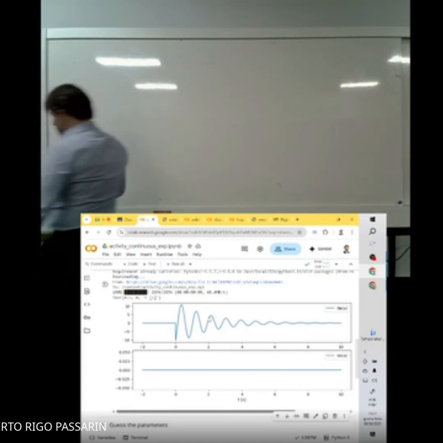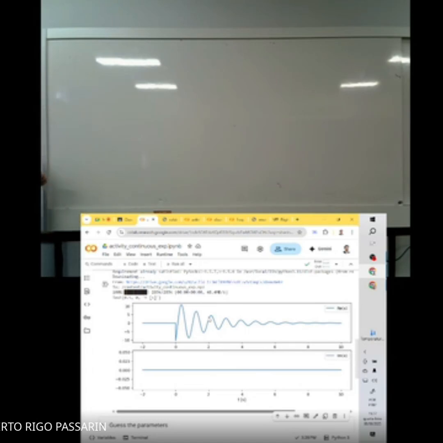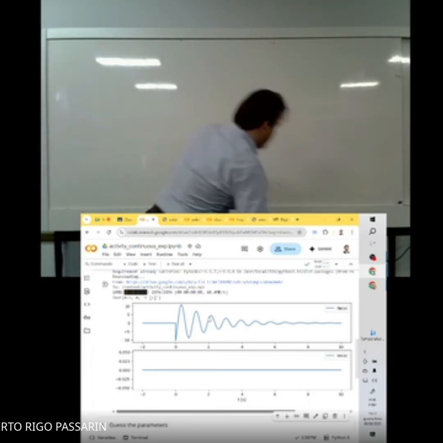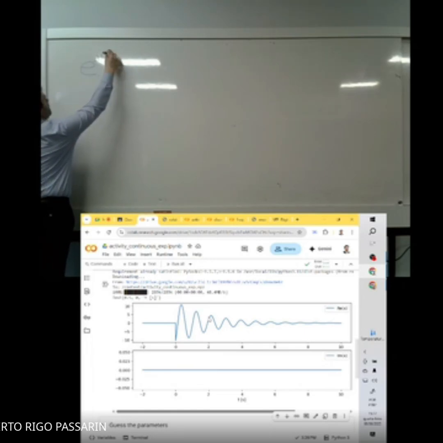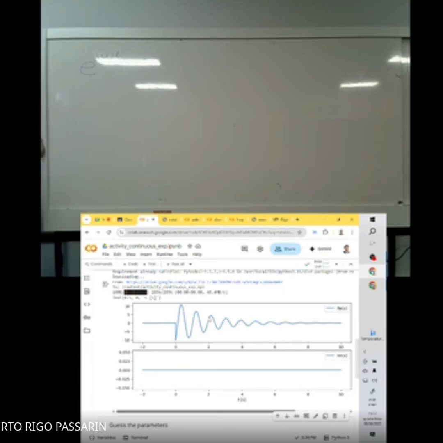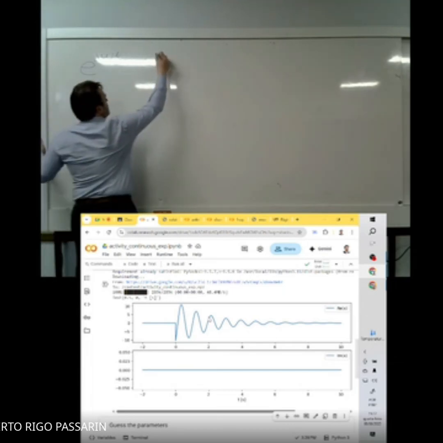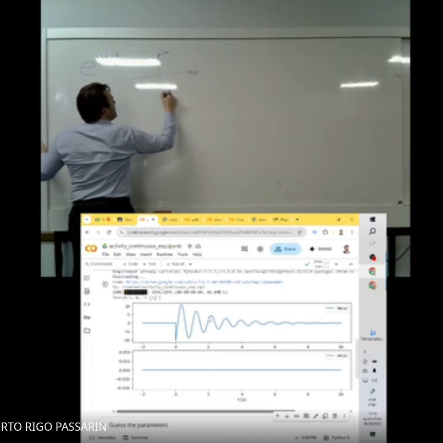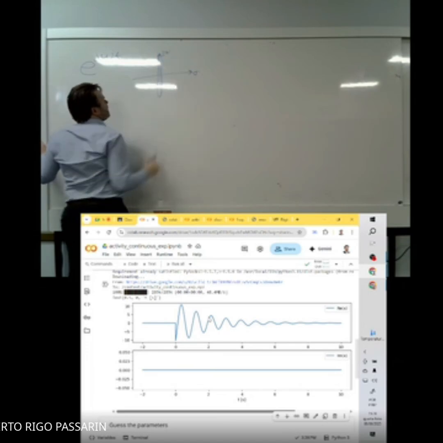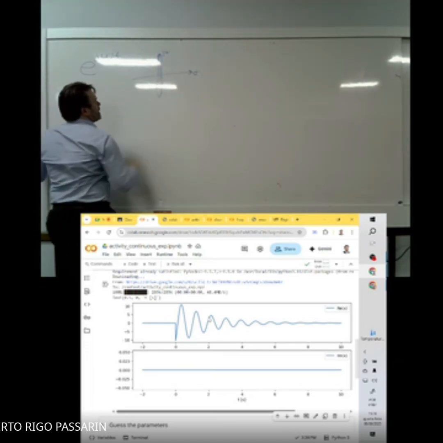Now we will talk about particularly complex exponentials where the amplitude is constant. So we're talking about exponentials of this class, e to the j omega t. We have sigma equals 0. So in the complex plane, we're here. We're over this axis where sigma equals 0.